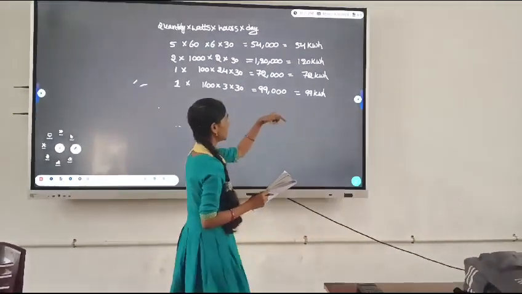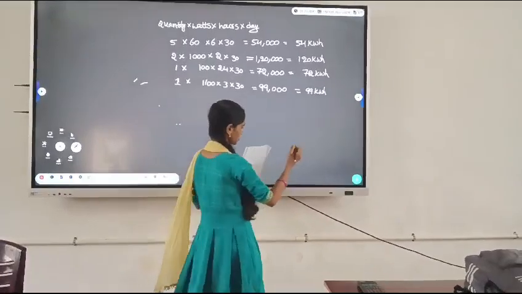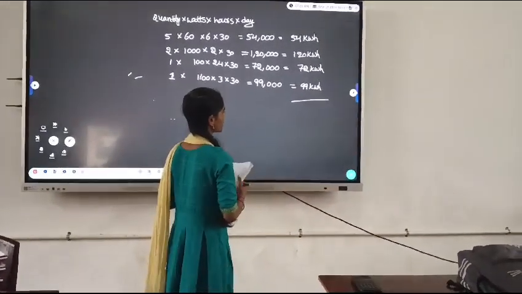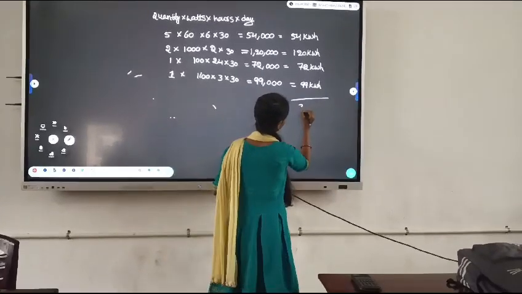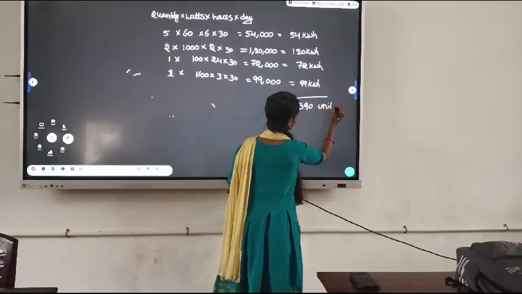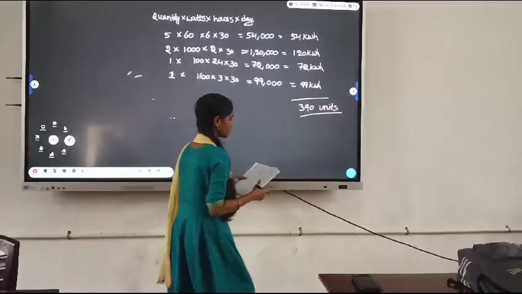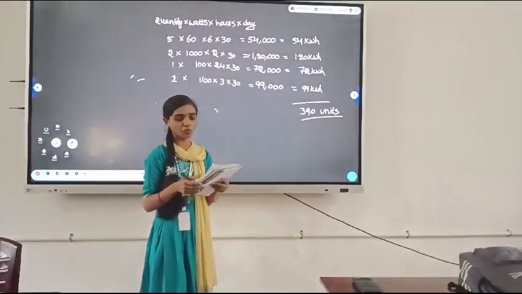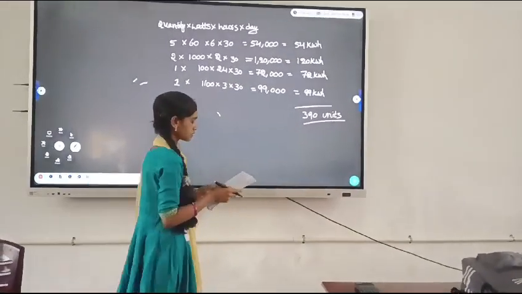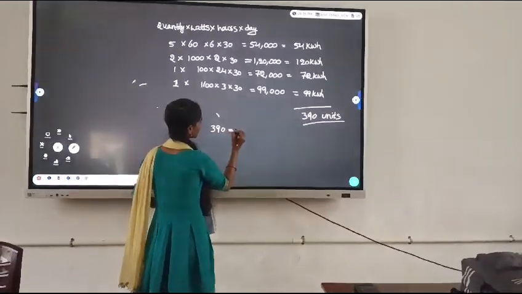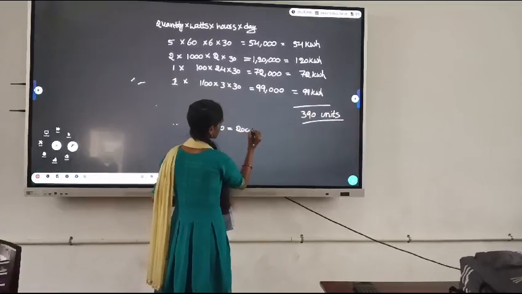So we have to add all of this for units: 54 plus 120 plus 72 plus 99. That equals 390 units. So from the above question, the cost of the first 200 units is 2.4 rupees. So 390, we have to write this as 200 plus 190.